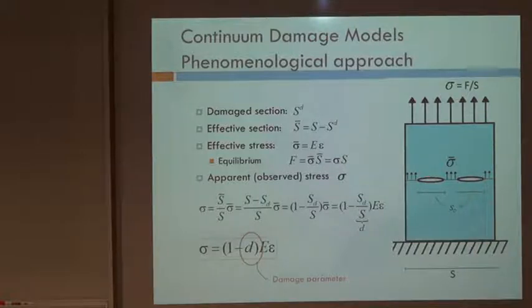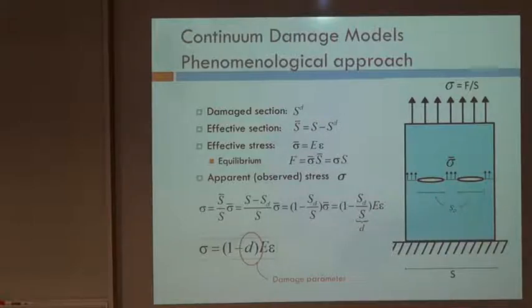So let's quantify these two parts. Imagine that S is the area of the cross section. At this stage, there is one part of the section that is not able to resist any stresses anymore because it has failed before. This is what we denote by S_D, the damaged part of the area, which is smaller than the total section S, and we consider that there is no contribution of this part of the area to sustaining the stresses.